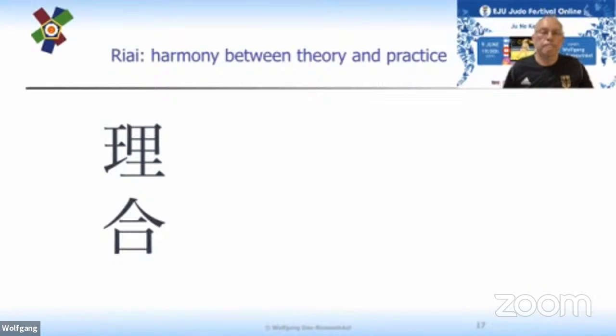So what's the final goal of executing a kata? This is a very important term, riai. It's the harmony between theory and practice. This is the final goal. And here you can see the kanji.